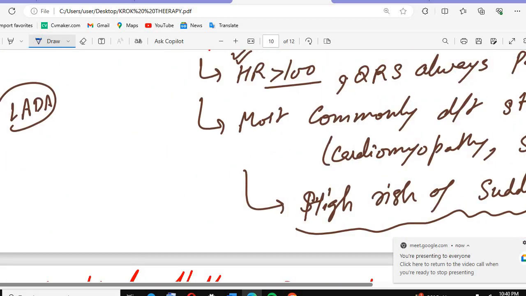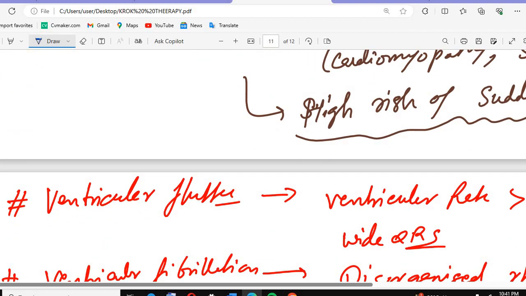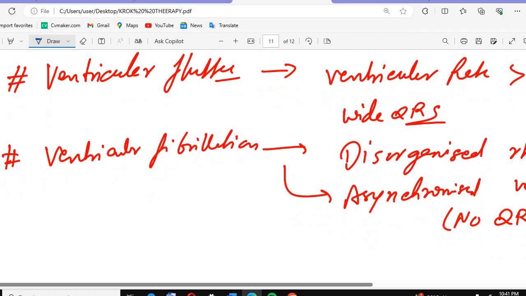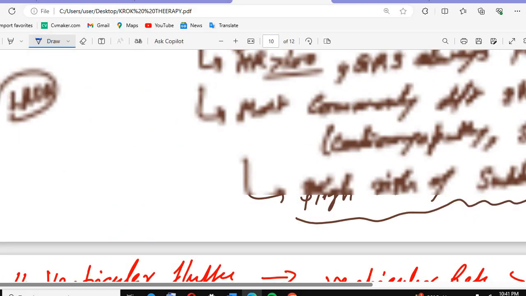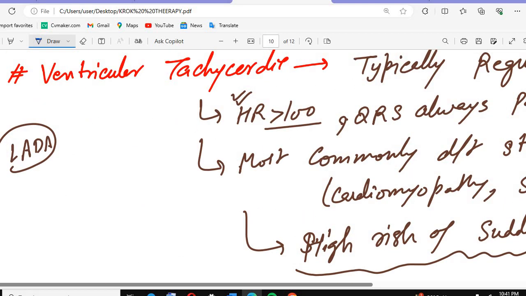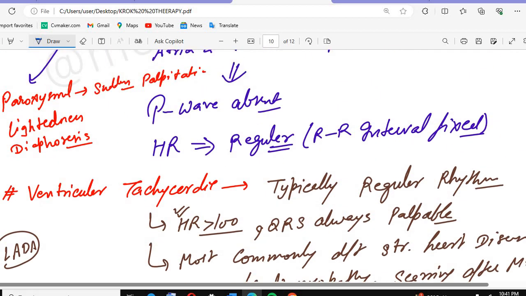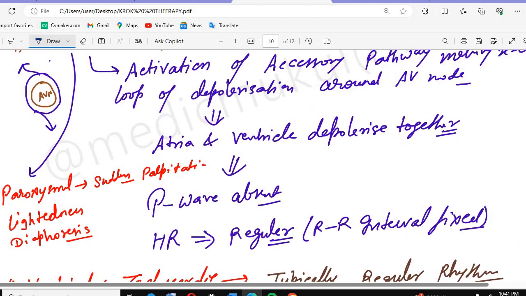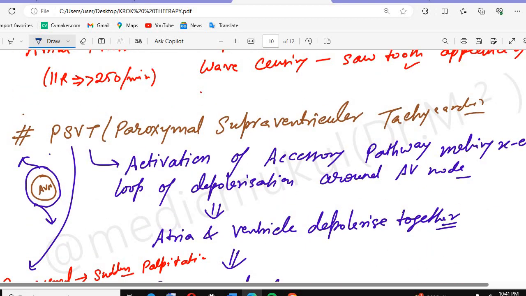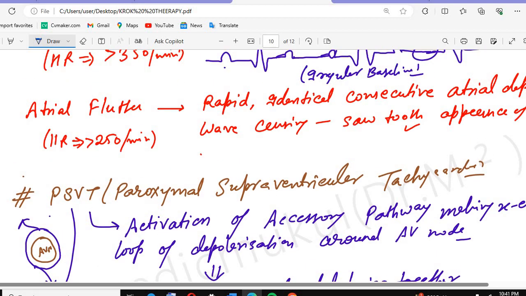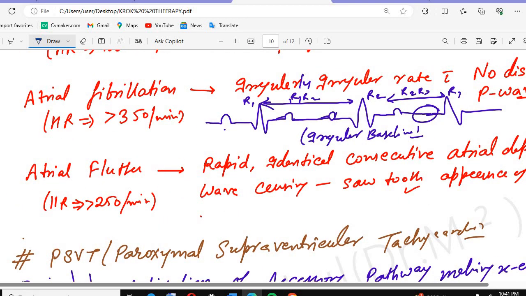Okay, look, have a look at this once again. Ventricular flutter, wide QRS and ventricular fibrillation, okay. After that, in case of ventricular tachycardia we discussed the heart rate will be more than 100. Then in PSVT you need to remember the accessory pathway. In atrial flutter, you have to remember that the heart rate will be more than 250 per minute. If it is atrial fibrillation, then the heart rate will be more than 350 per minute.